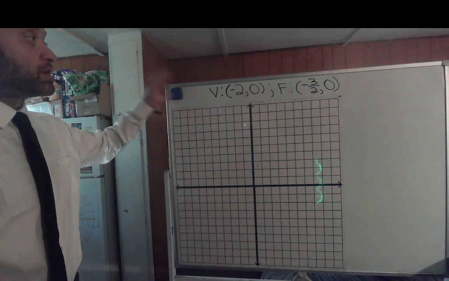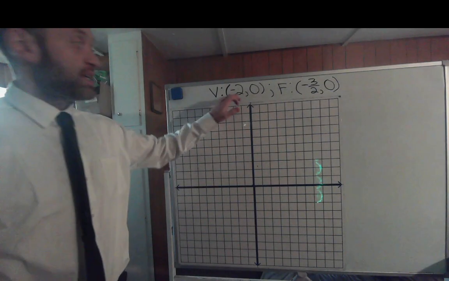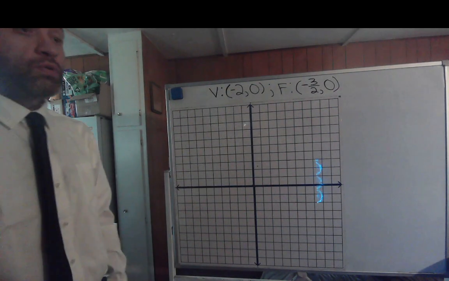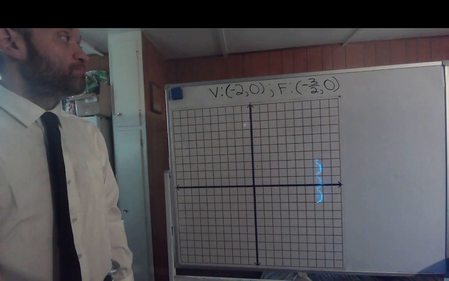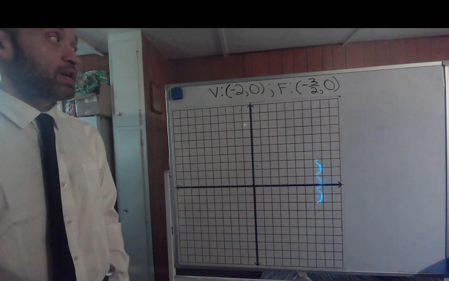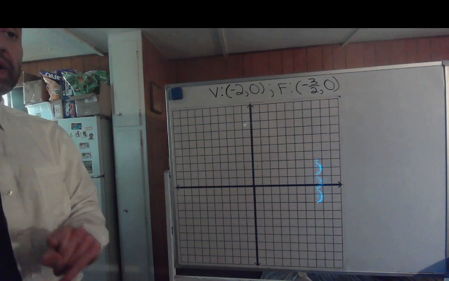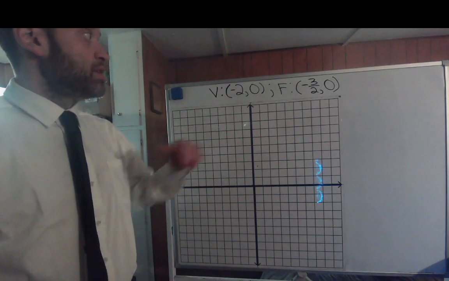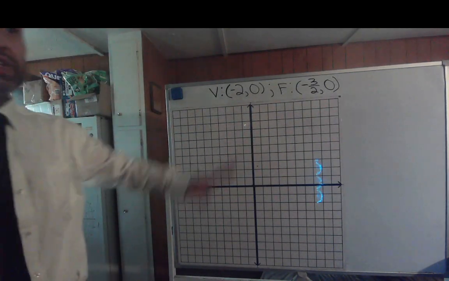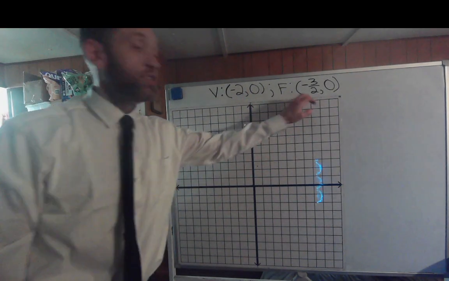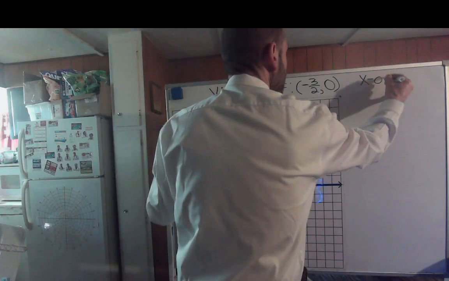So the vertex is at -2, 0. The focus is at -3/2, 0. Well, we definitely want to first know the axis of symmetry. What coordinate is being affected? What coordinate stays the same? Between these two, the y-coordinate doesn't change at all. Your x-coordinate, however, changes from -2 to -3/2, so that means it's going to have x-axis symmetry.